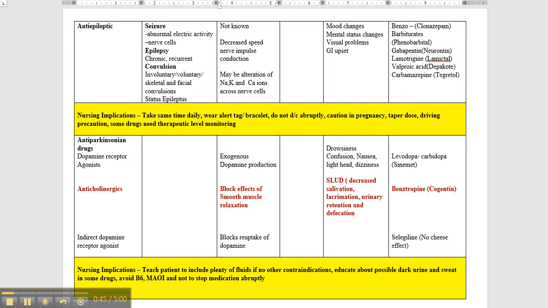So let's move on to talk about anti-epileptic drugs, or you can call them anticonvulsants or anti-seizure medications. And the next class of drugs would be the anti-Parkinson's drugs for this med table. So what do you know about seizures? Seizures, or seizing of activity, right?